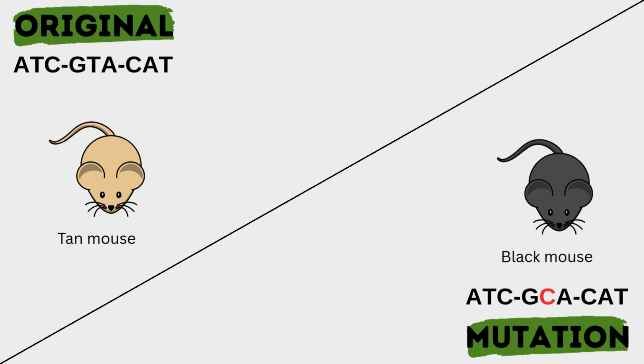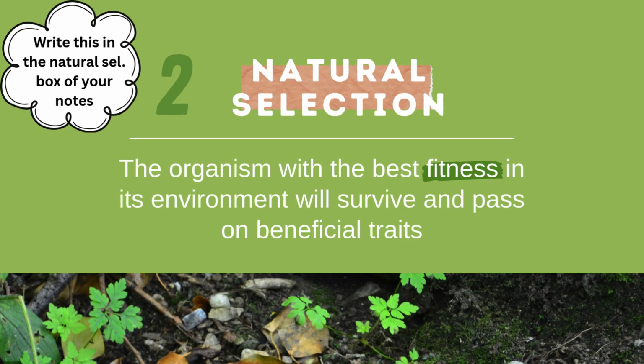The example here is that we have this strand of DNA and we get a tan mouse from it, but if we have a mutation where this T right here changes to a C, then we get a black mouse. And remember that depending on where they live and what the environment's like, this could be beneficial, harmful, or neutral. All right, the next thing we learned about was natural selection.